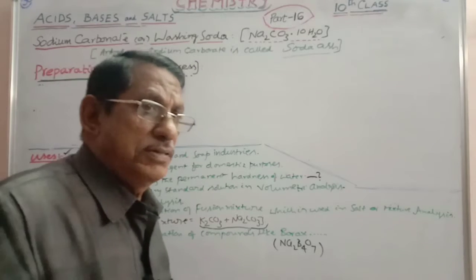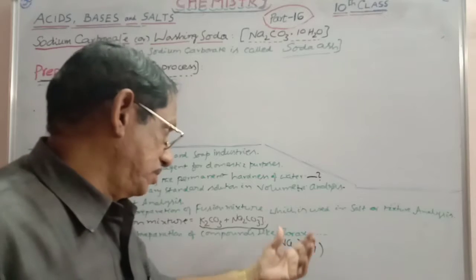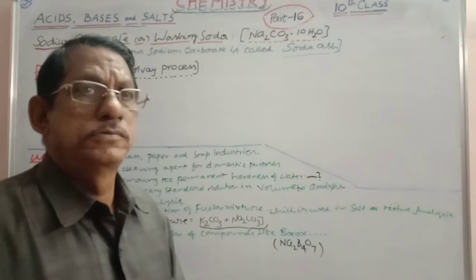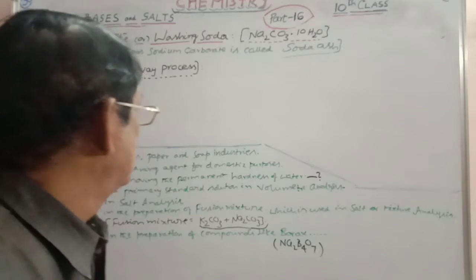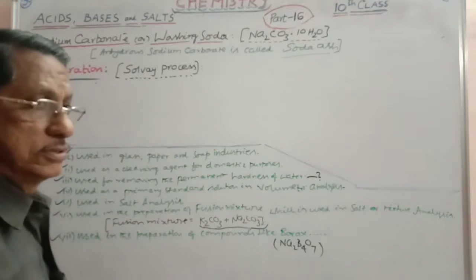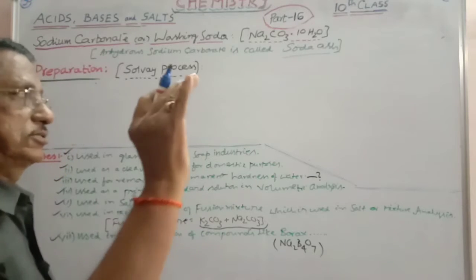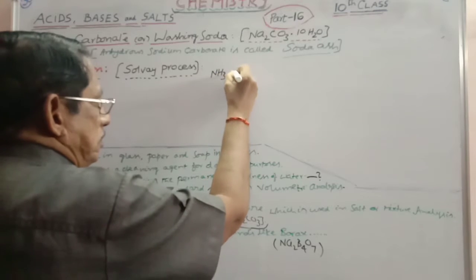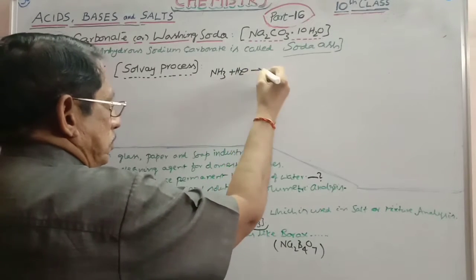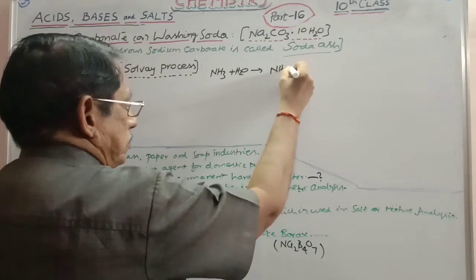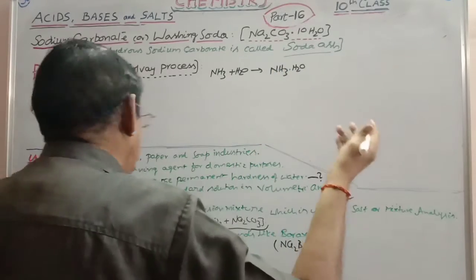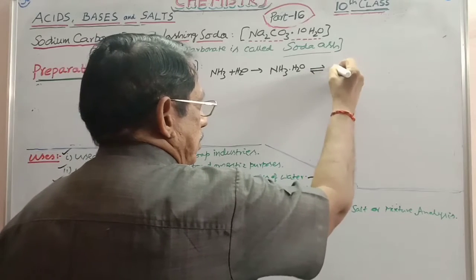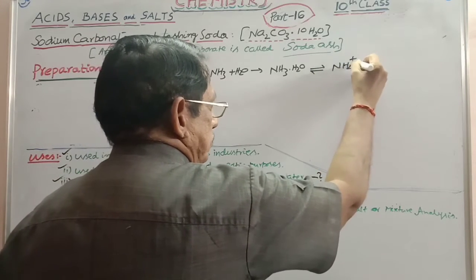Now let us consider some important words in the Solvay process, and what is meant by permanent hardness also we will consider if possible. We are taking brine solution into which ammonia is continuously passed. What happens there? First let us take ammonia plus H2O. It will be converted into ammonia hydrate, which is nothing but ammonium hydroxide. This further ionizes into NH4 plus and OH minus ions.